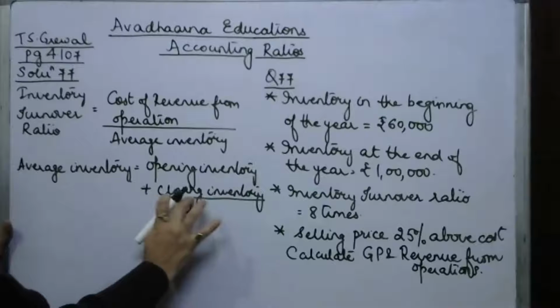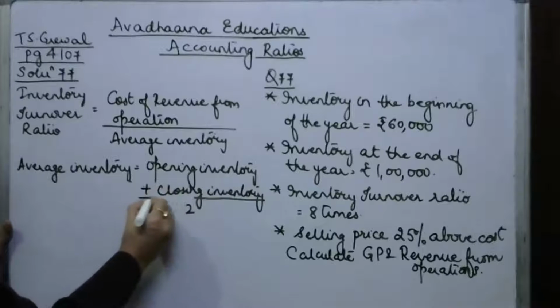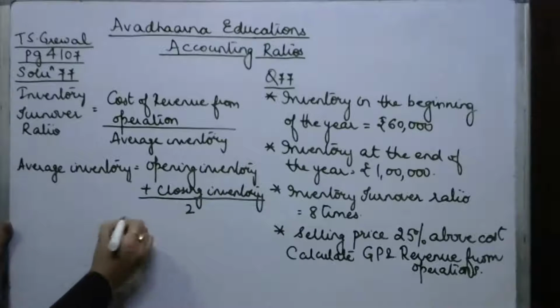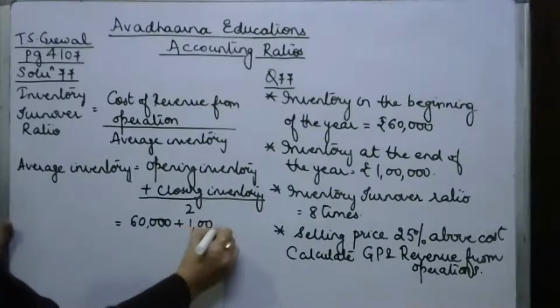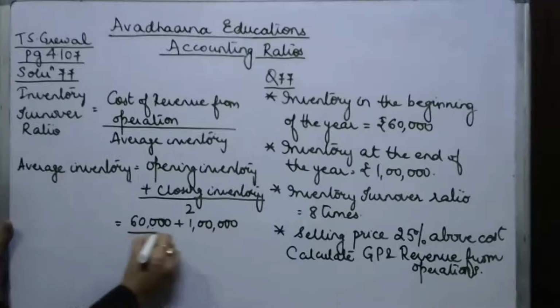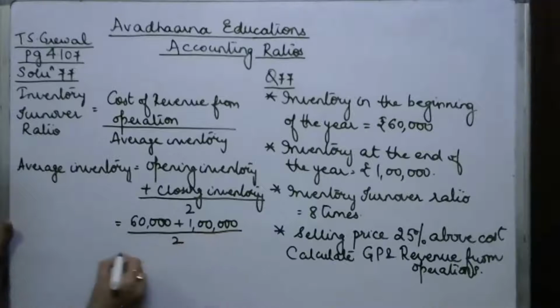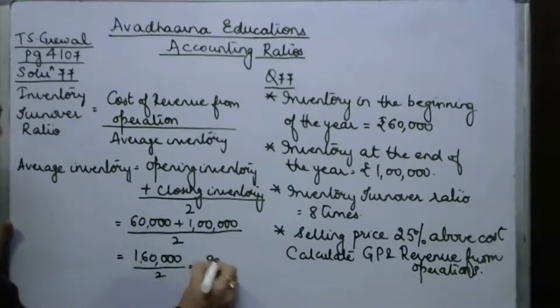Let's substitute the value and first calculate the value of average inventory. So opening inventory is 60,000. Closing inventory 1 lakh. So we'll take the sum total of both of them upon 2. It is equal to 1 lakh plus 60,000 is 1,60,000 upon 2 is equal to 80,000. So the figure of average inventory is rupees 80,000.